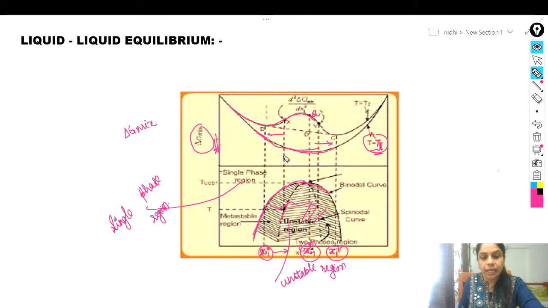Okay, so within these two phases region, whatever the x1 dash and x1 double dash region enclosed by this curve, that is known as the two phase region. So under this curve we have the two phase region. Within this two phase region we may have two different regions, unstable region or metastable region. So this is your metastable region.